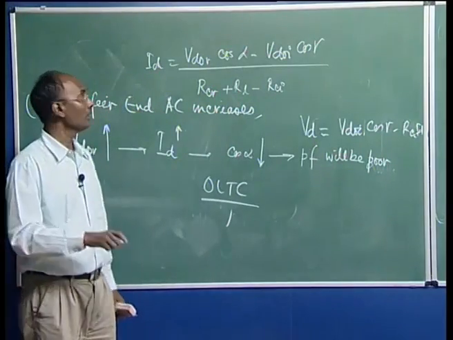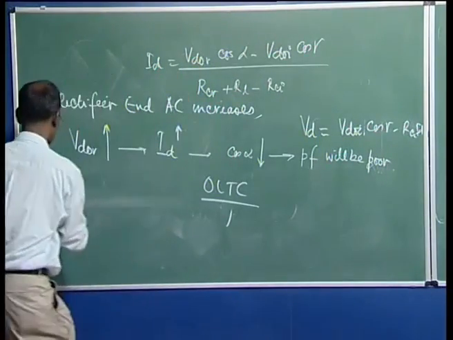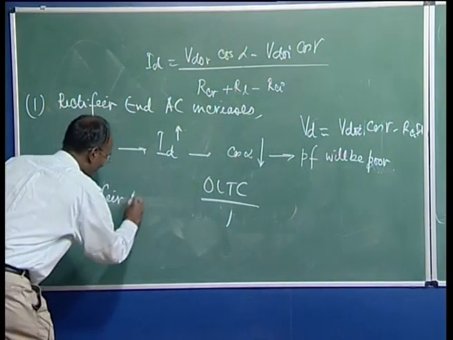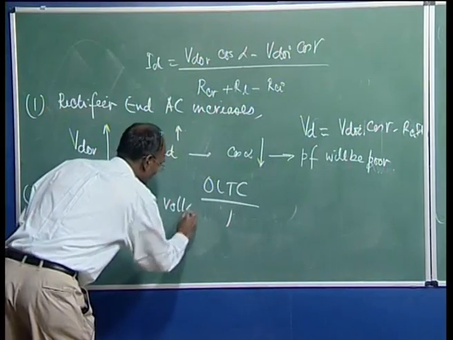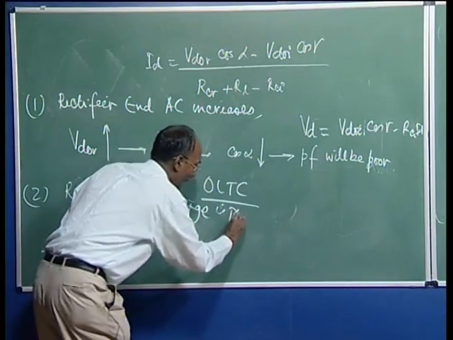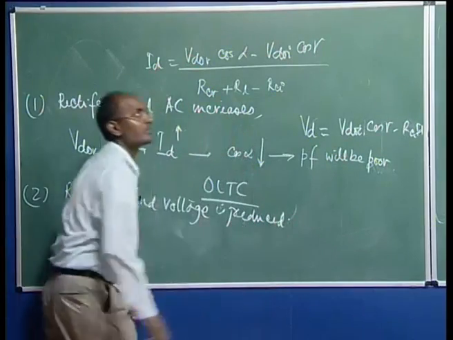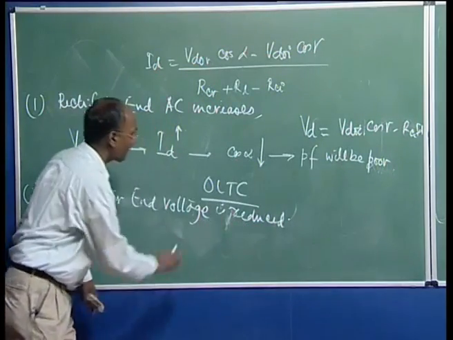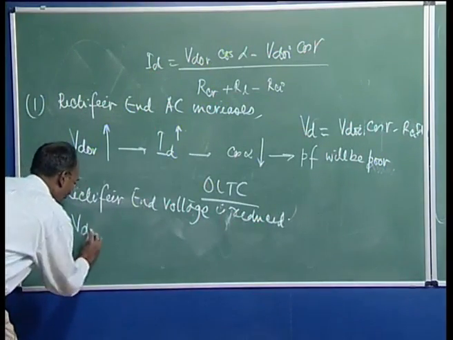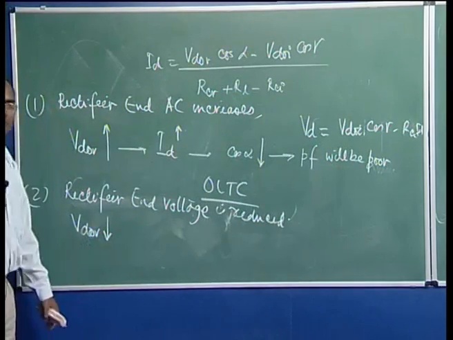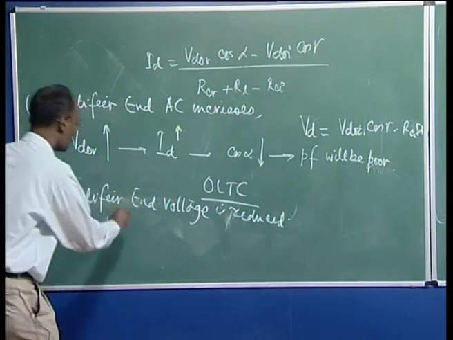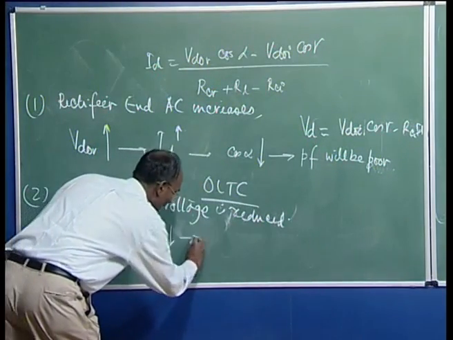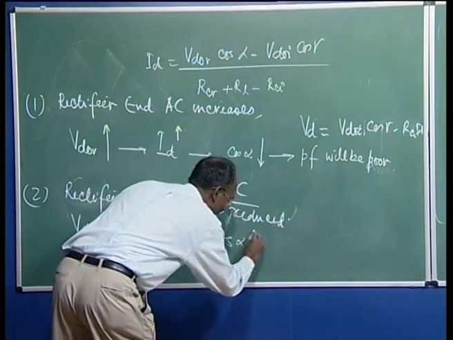Now the same scenario, if this voltage is reduced, second, this rectifier voltage is reduced. If this voltage is reduced, what will happen? Your VDO R will be reduced, it will go down. Then what will your rectifier do? Your ID will also be reduced, and it will try to increase cos alpha.